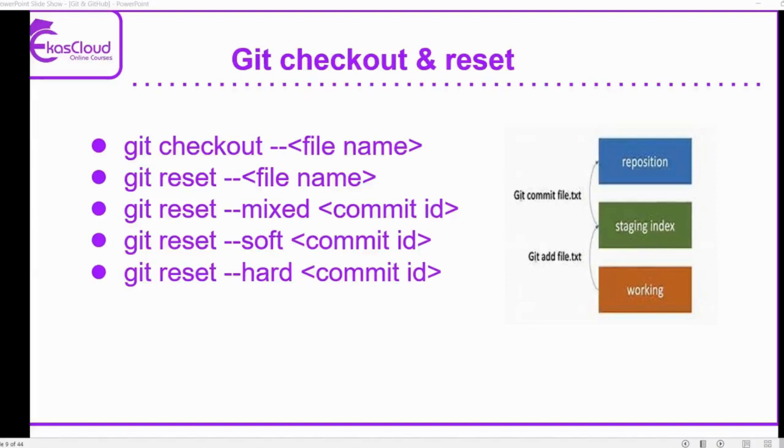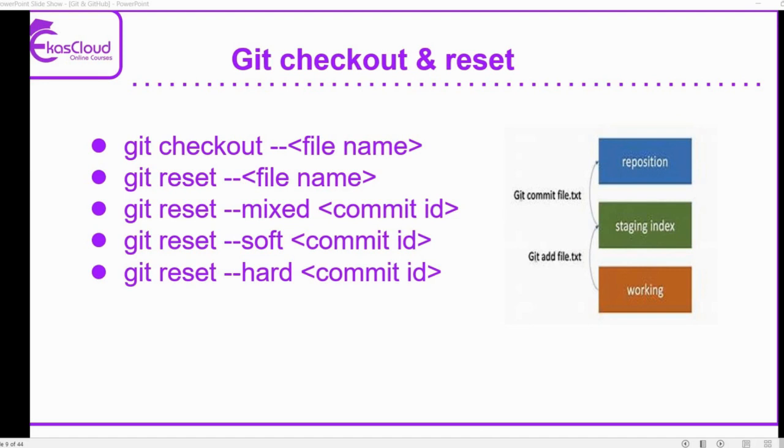Hi, today in this video I will talk about the git checkout and reset commands. In the last video we saw git commands like how to add files to the staging area, how to commit, how to check commits using git log, and how to see the difference of the files between these stages using the git diff command. We also saw git rm, how to remove a file from the working directory or staging area. And today we will talk about git checkout and reset.